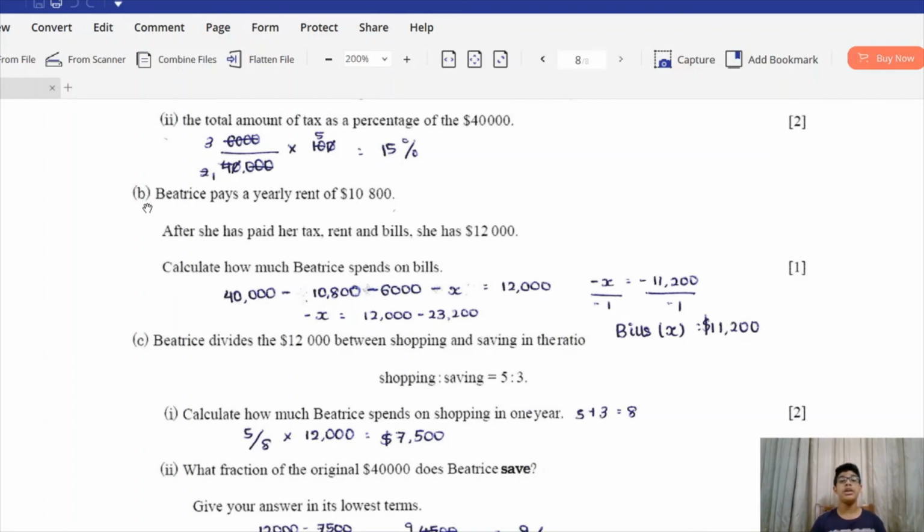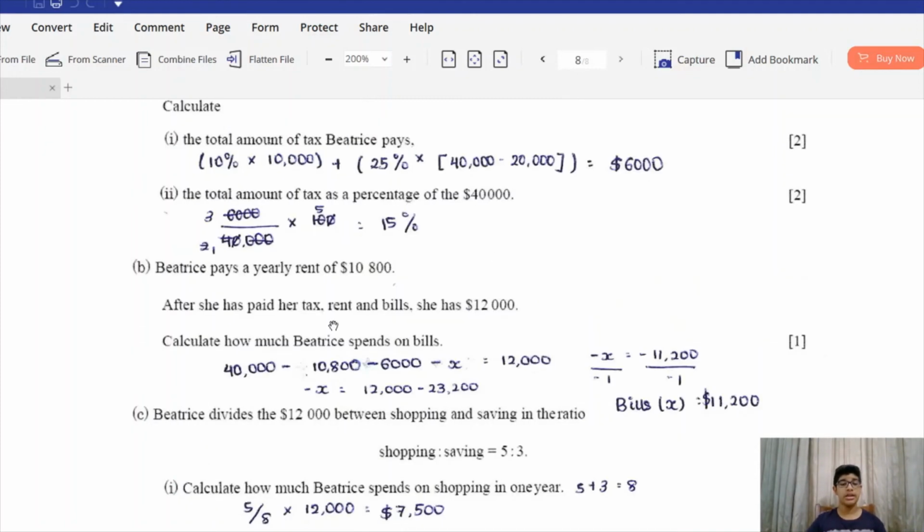Part B. Beatrice pays a yearly rent of $10,800. After she paid her tax, rent, and bills, she has $12,000. Calculate how much Beatrice spends on bills. So we know how much she spends on tax, 6,000. So basically we're going to have to subtract all this. So 40,000 minus 10,800 on rent, subtract 6,000 on tax, subtract X, the bills. At the end of the day, it remains 12,000.